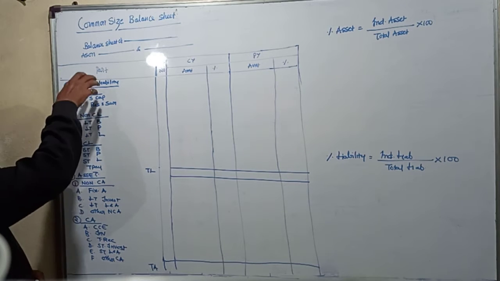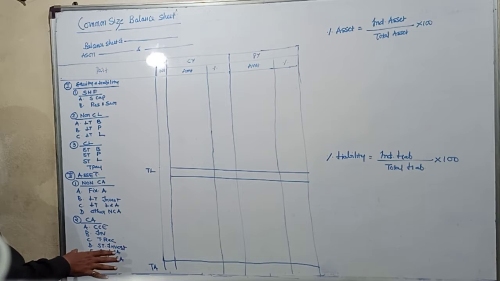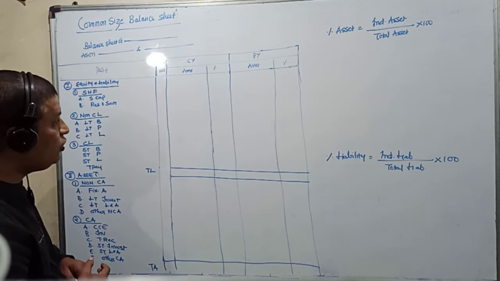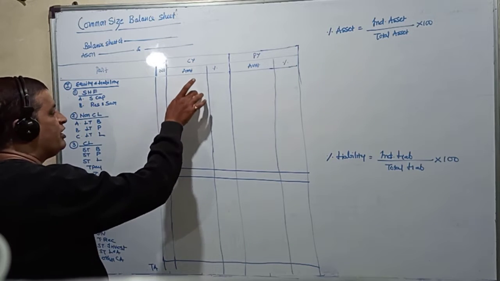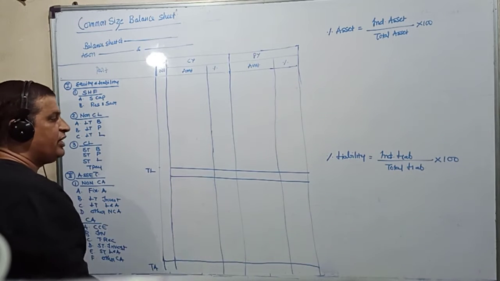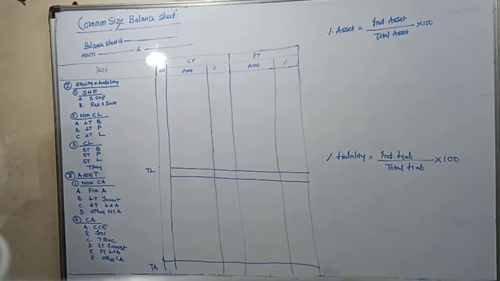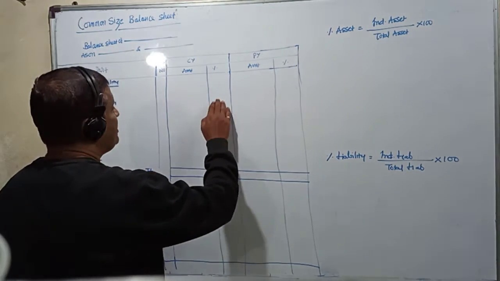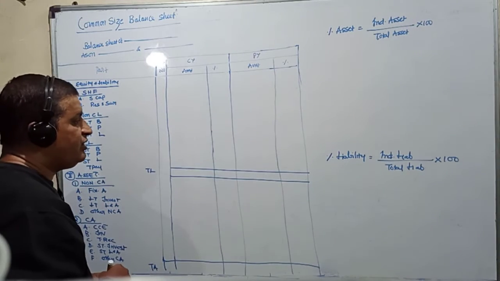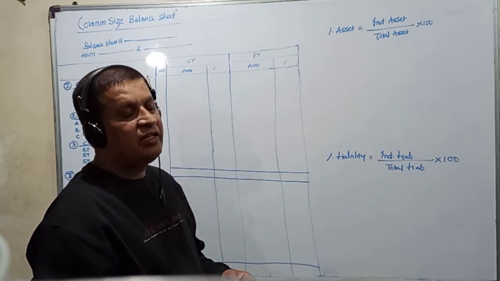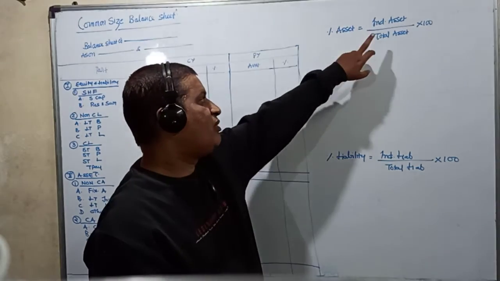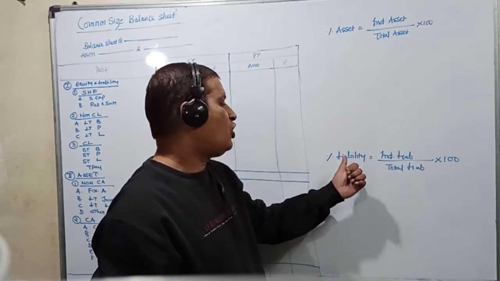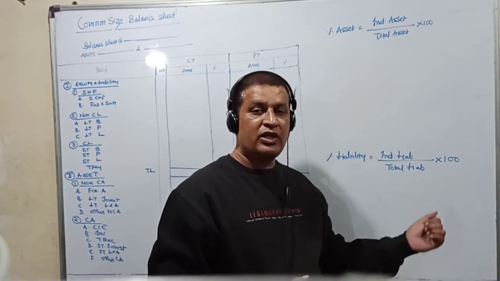So in the particulars column, we keep the pro forma of the balance sheet, which we already understood. When we come to the current year, all the amounts are already given in the problem, so we need not worry much. The only point is with regard to the percentage column. How do we calculate the percentage? We calculate it by using a common base. For all assets, the common base is total assets. For all liabilities, the common base is total liability.